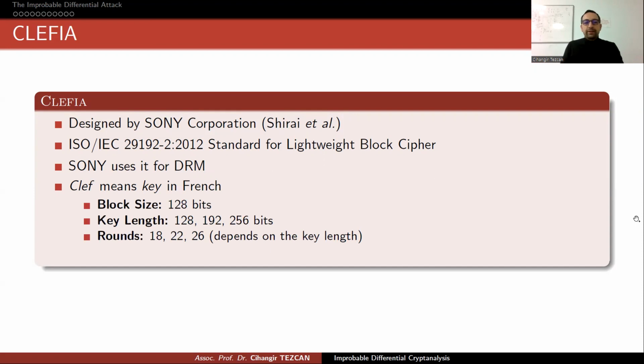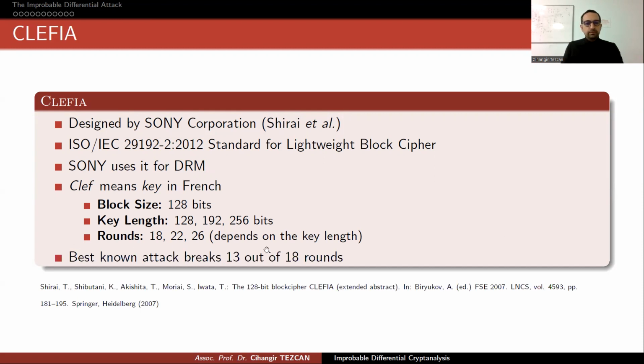And block size is 128 bits. It supports 3 key lengths, as in the case of AES. And for different key lengths, it has different round numbers. So yes, let me see. Yes, it is in CHES, FSE 2007. I think this is the initial paper where they explained CLEFIA. So for the 128-bit key, we have 18 rounds. And as far as I know, the best attack breaks 13 rounds.